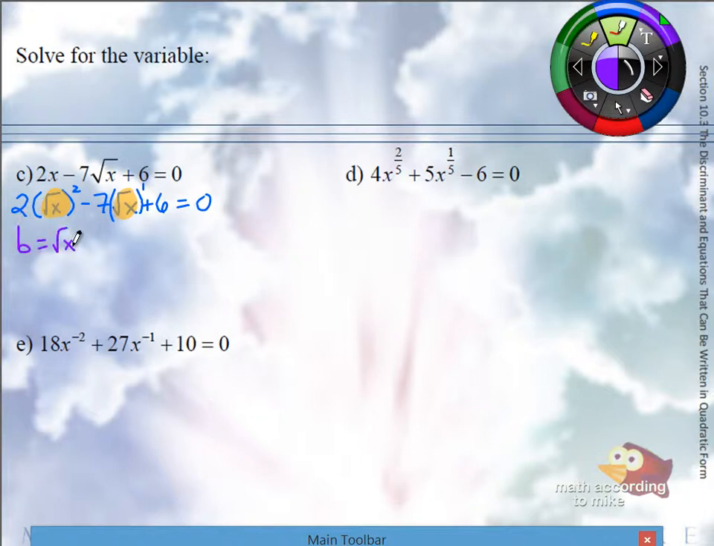So what's my new equation now in terms of b? Replace these highlighted guys with b's. 2b squared minus 7b equals 0.